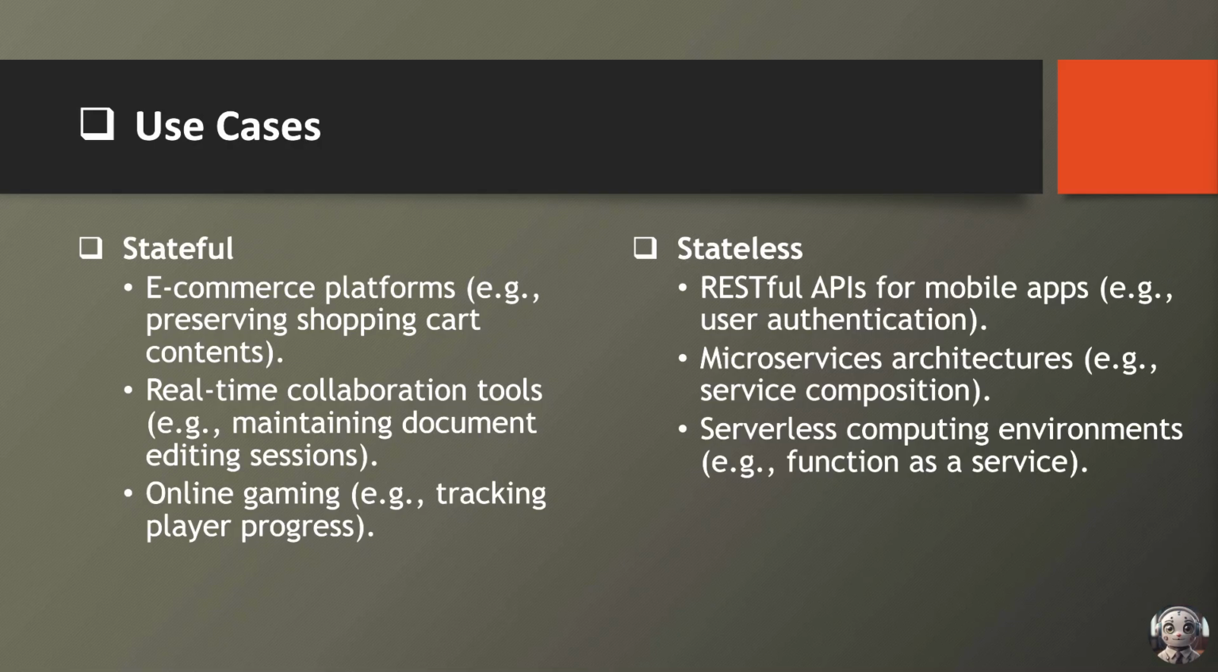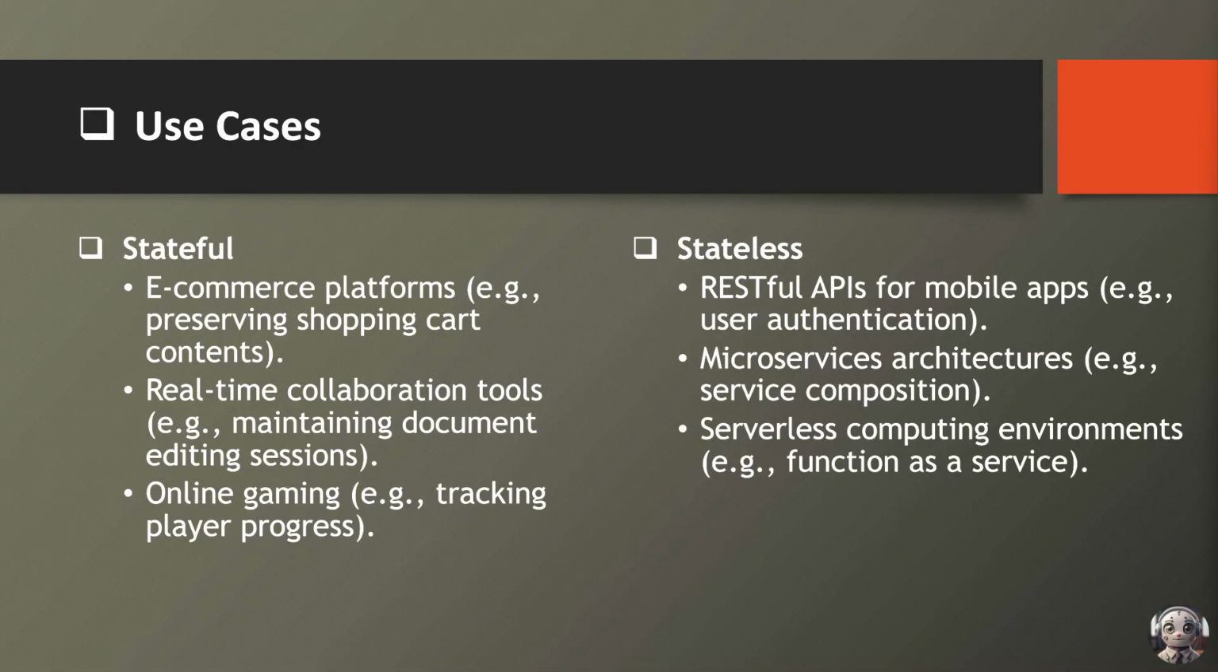Let's now look at the use cases for stateless. Stateless architectures are commonly used in RESTful APIs for mobile applications, where each API request contains all the necessary information to process the request independently. This approach simplifies development and ensures compatibility with various client devices. Stateless architectures are fundamental to microservices architectures, where each microservice operates independently and communicates with other services via stateless protocols like HTTP. This decentralization enhances scalability and flexibility in large-scale distributed systems.